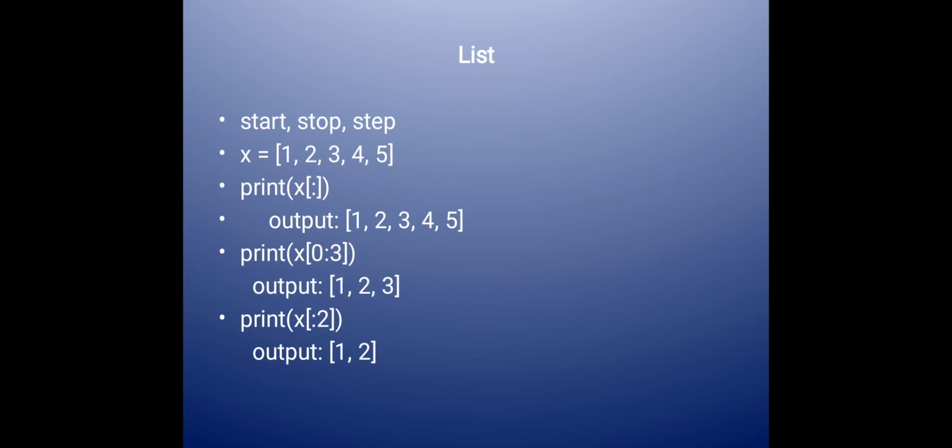Next is print x of colon 2. So here we have avoided the start index. So it will start from the first element and it will end at the first index. So the output will be the list 1, 2.